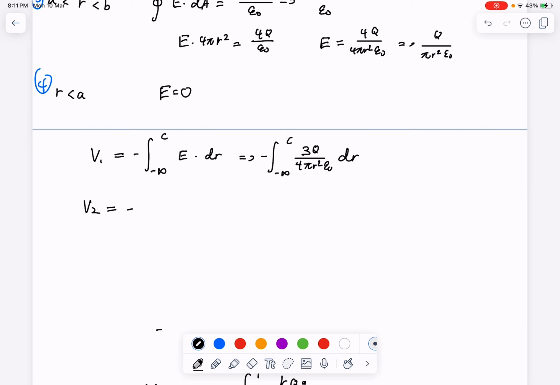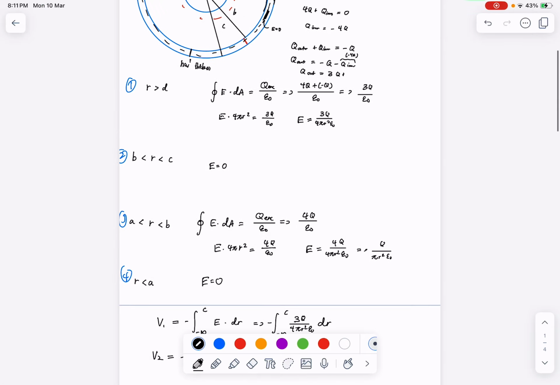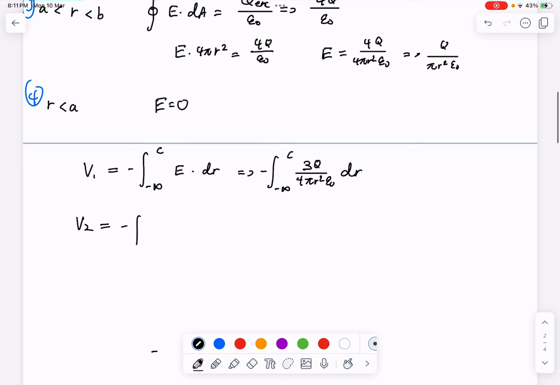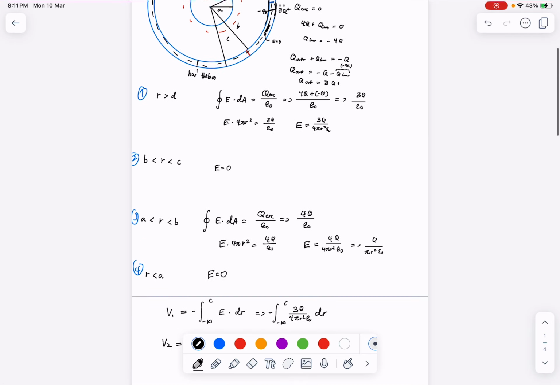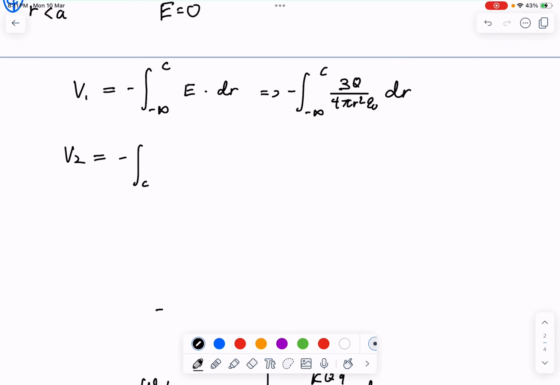And this one is going to be from V2. This is from C to B. Notice that our functions must be continuous, so the bounds must also be continuous. Dot dr. And because the potential, this is a concept, okay?